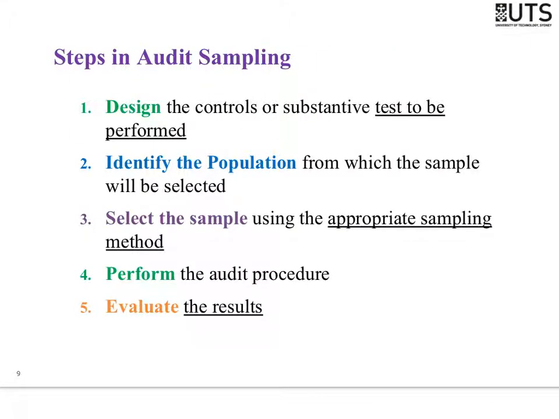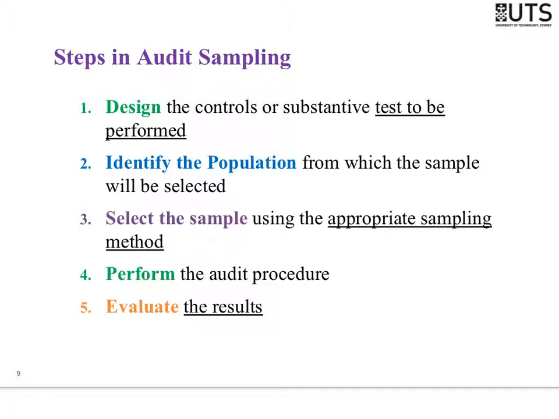So what are the steps in audit sampling? Ladies and gentlemen, step 1 is you must design your audit procedure. What is the test that you are performing? Is it a controls test? Is it a substantive test? You need to design what that procedure is going to be. A direct flow on from that is you need to identify the population from which you're going to pick your sample. Let me give you a good example to bring this together.